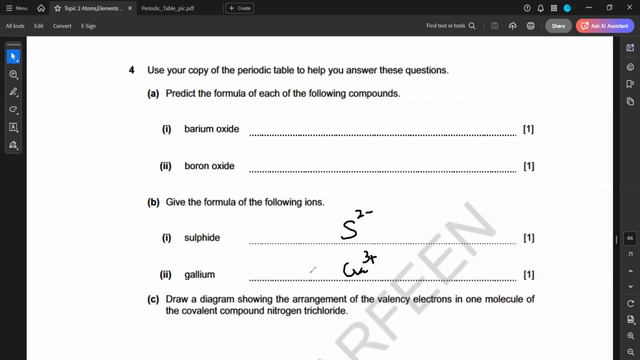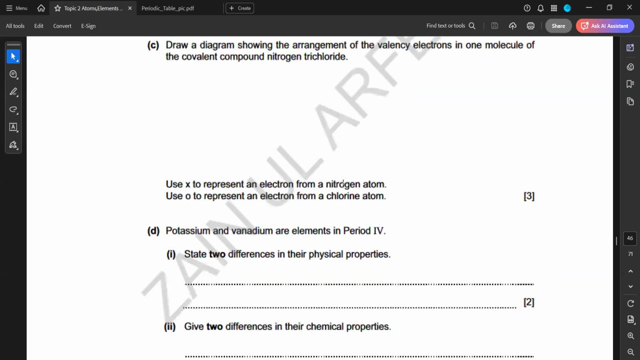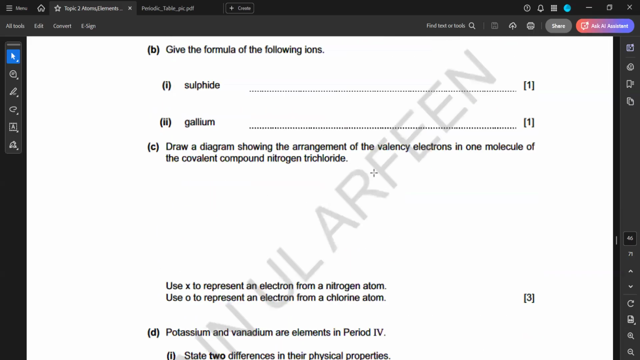Then draw a diagram to show the arrangement of valence electrons in one molecule of nitrogen trichloride. Nitrogen trichloride means nitrogen combined with 3 chlorine. Nitrogen belongs to group 5, so it will share 3 electrons. You are not supposed to draw the lines. You are supposed to show the sharing of electrons between them.